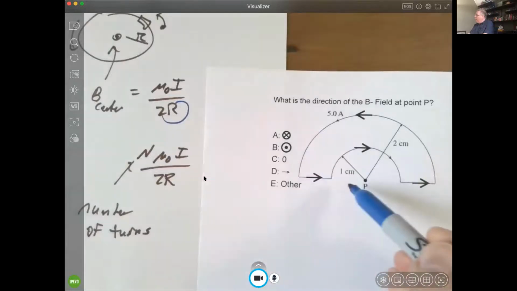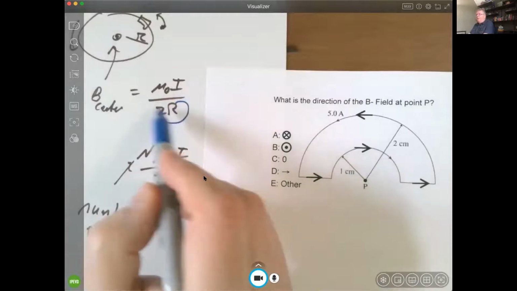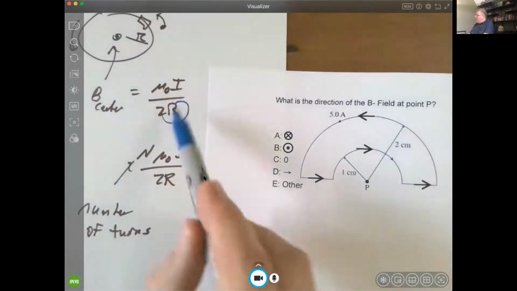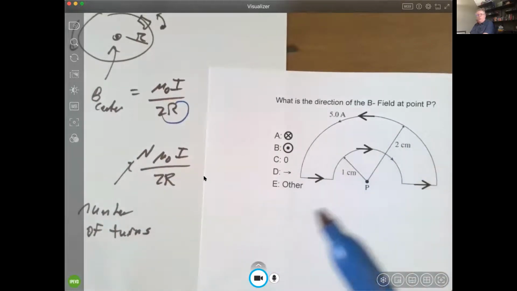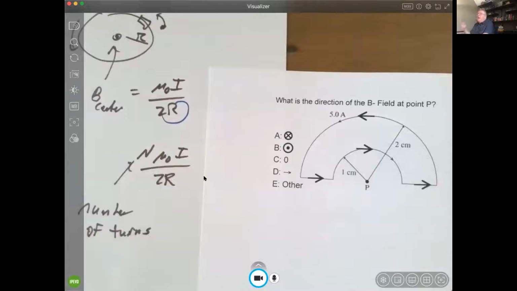If I want to know how much field this part creates, I just do this, but I multiply it by 1/2 because I'm only getting a half loop. If I want to know how much this one makes, I do the same thing with a half loop. Then I could add those two together, rather subtract them because they'll be in opposite directions, and figure out exactly how big that is. And so this is one of the questions you're going to have in the homework, obviously.